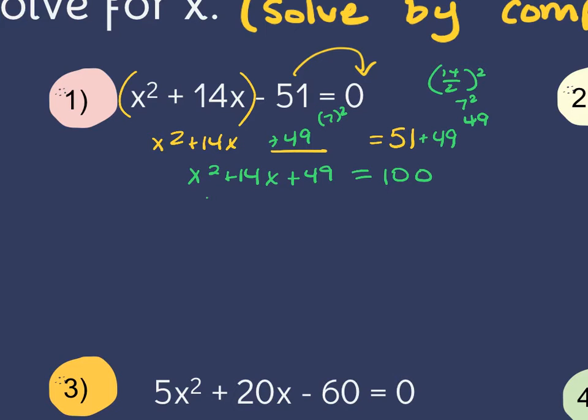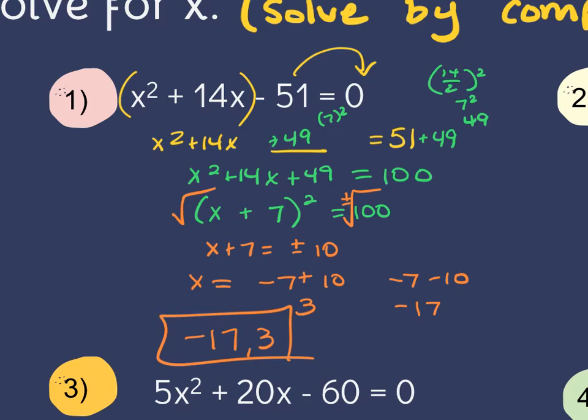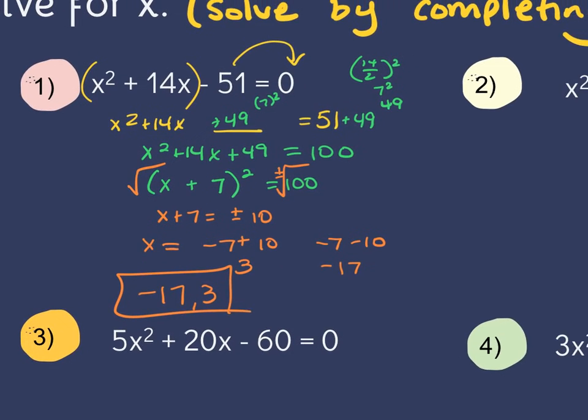Factor the left side. Square root the first term. Square root the last term. Take the sign from the middle, put it in the parentheses, and square it. Equals 100. And then solve. Square root both sides, putting a plus and minus on the right side. X plus 7 would equal plus and minus square root of 100, which is 10. This means x equals negative 7 plus 10 and negative 7 minus 10, or 3 and negative 17. Those are the two values for your x.